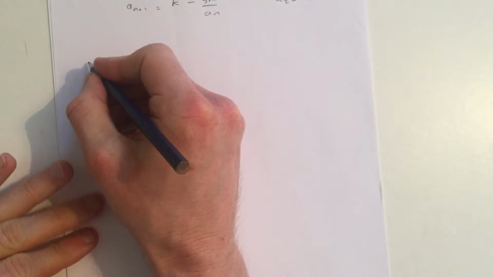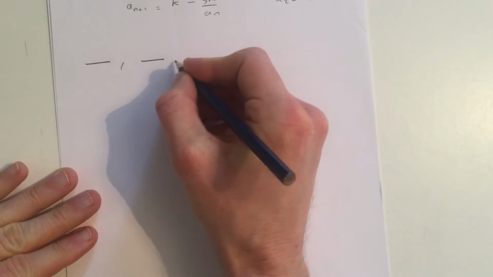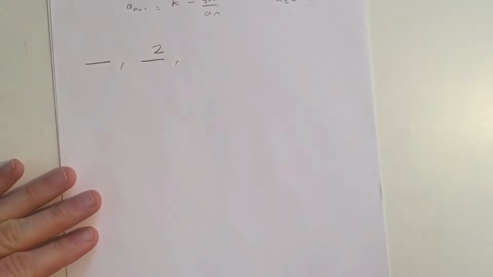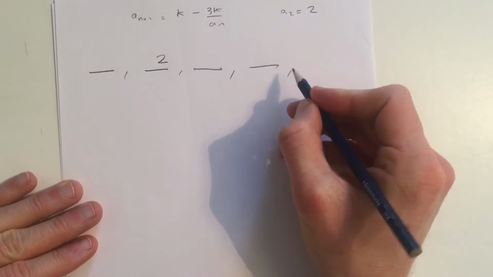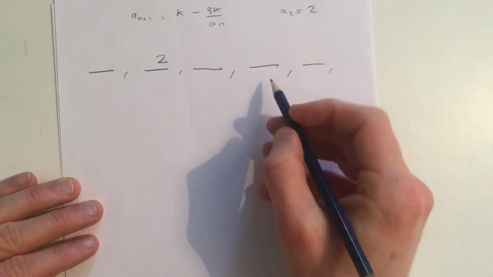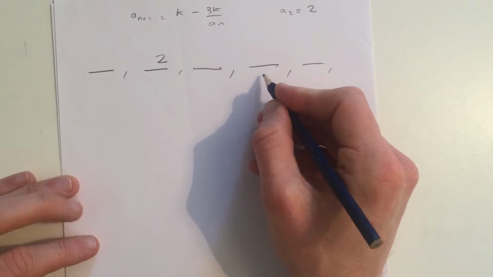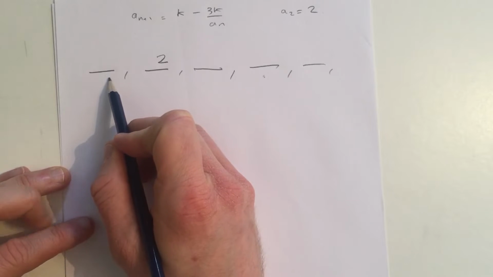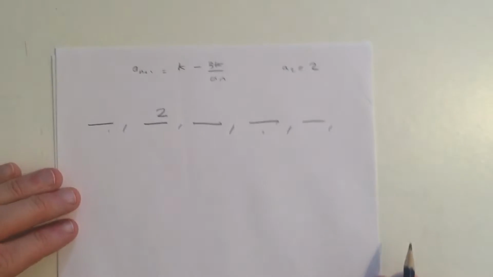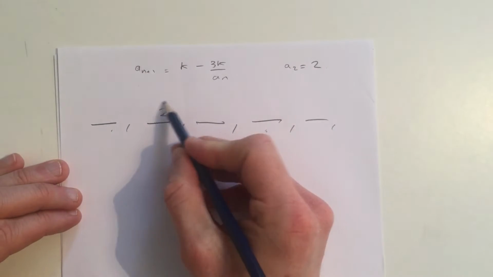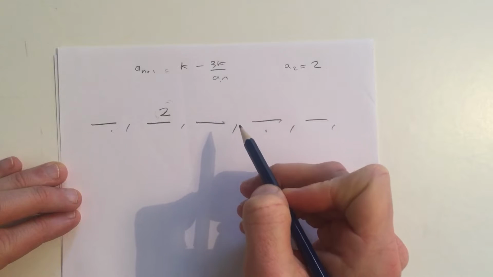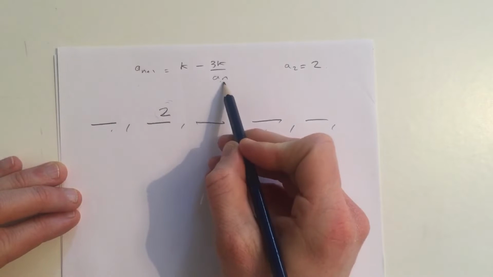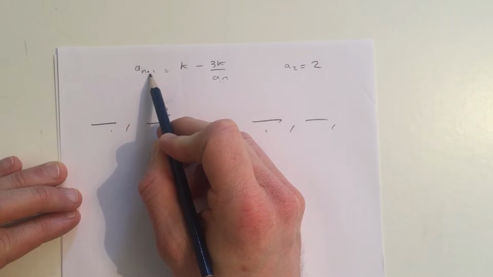So, A1, A2, which we know is 2, A3, and then we've got A4, A5, and so on. And so the fourth term here we know would be the same thing as the first term here. So if I were to substitute 2 in here, that would tell me what the third term would be. If I'm substituting the second term in here, I'll work out what the third term would be.